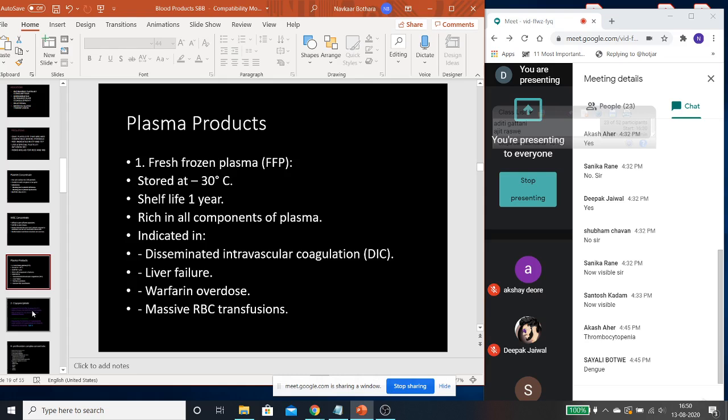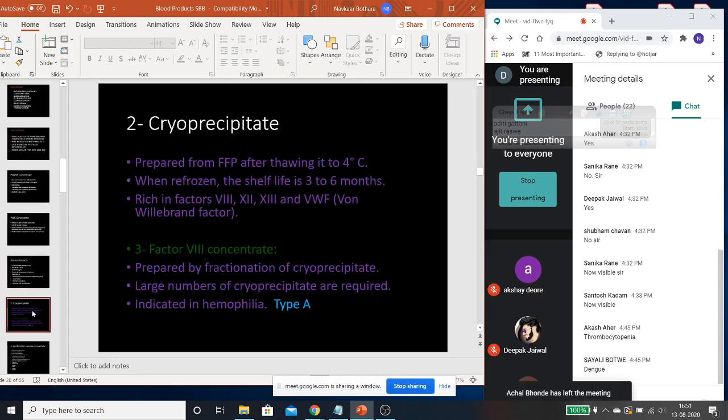It is rich in all components of plasma, and it is indicated in many conditions like disseminated intravascular coagulation. Disseminated means at multiple places, or spread throughout the body. Therefore, we call it disseminated intravascular coagulation. In liver failure, when you go for GIT, particularly cirrhosis and all, you will encounter this. FFP is one of the very important parts of treatment. It is also used in warfarin overdose and massive RBC transfusion, if too many RBCs are transfused.